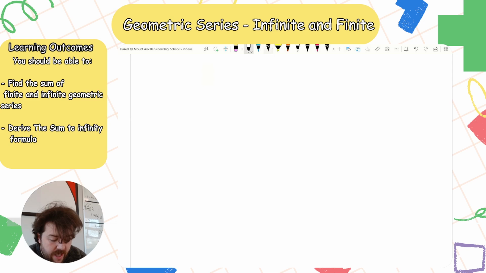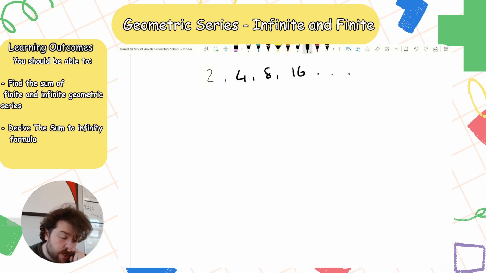So 2, 4, 8, 16, dot dot dot. This is an example of a geometric sequence because each term is being multiplied by my common ratio, which is 2. A series, however, is just a sequence, but you're adding each subsequent term. Love that word, subsequent, right? So you're adding each subsequent term. So this is a sequence and this is a series.